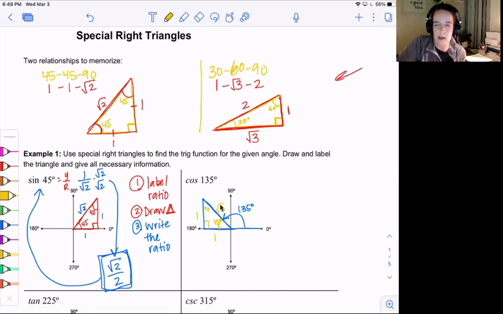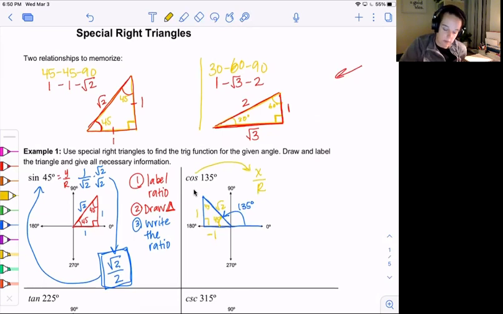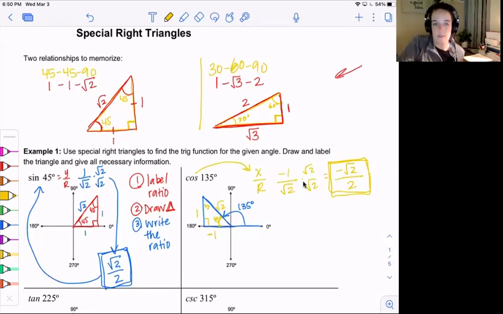So the special right triangles are things that we memorize, like tricks, in order to quickly be able to label a triangle. So cosine 135, I want to make sure that this is -1. Be sure that you are marking your negatives still. We know cosine is x over r, so we would have -1 over square root 2. Rationalization still, square root 2 over square root 2. Negative square root 2 over 2. Just like that. So this would be my final answer for this triangle here.